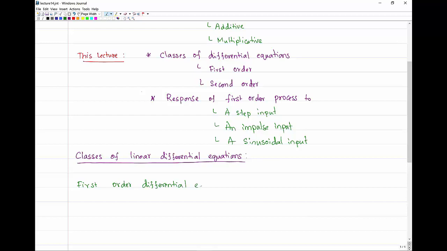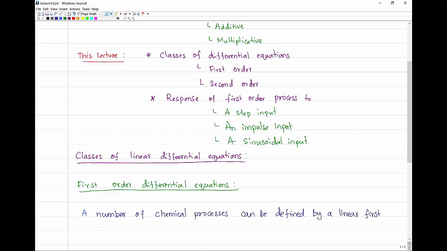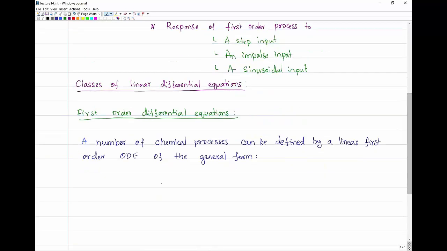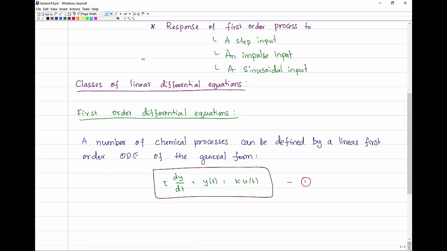So let's first consider different classes of linear differential equations. First order differential equations. A number of processes and their dynamic behavior can be defined using the following generic first order differential equation. Tau times dy over dt plus y(t) equals K times u(t).